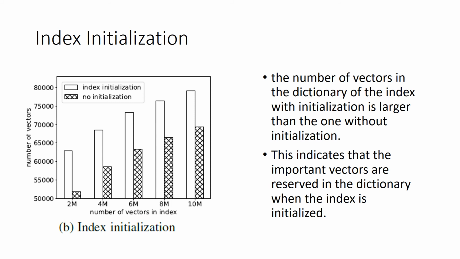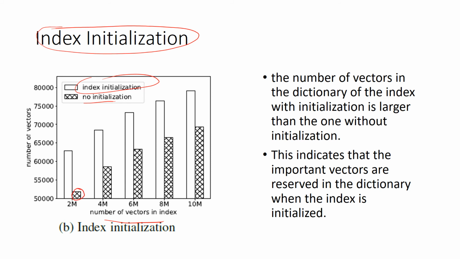Because of the use of approximation, different orders of insertion to the inverted index will result in a different inverted index. So our algorithm supports index initialization. As we can see, if we perform index initialization, then the number of vectors in the index is more stable compared to the non-initialization approach.